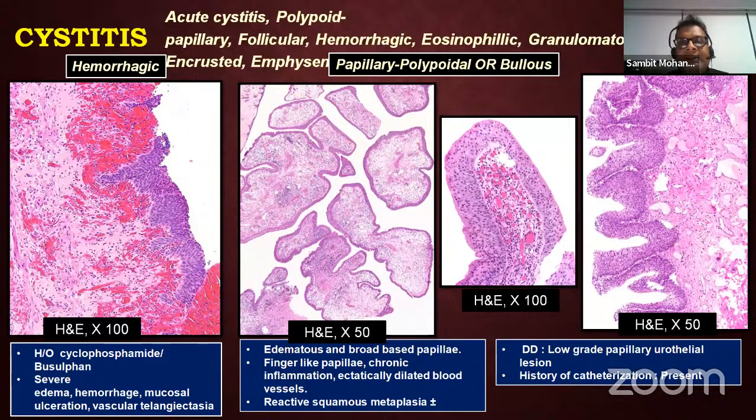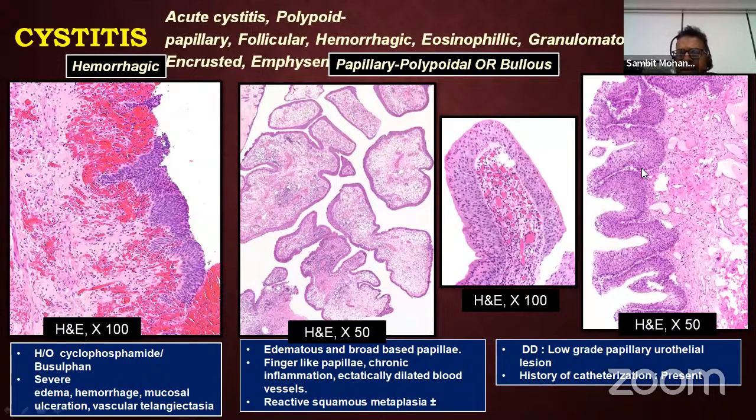Papillary or polypoid cystitis, a bullous cystitis. The name is papillary and polypoid. Polypoid is more of a chronic process, which is essentially a papillary cystitis. This is basically a papillary cystitis where the lining is either thinned out or normal, with edema and vascular proliferation and no atypia in the lining. In papillary, you will have a fibrovascular core with normal thickness.